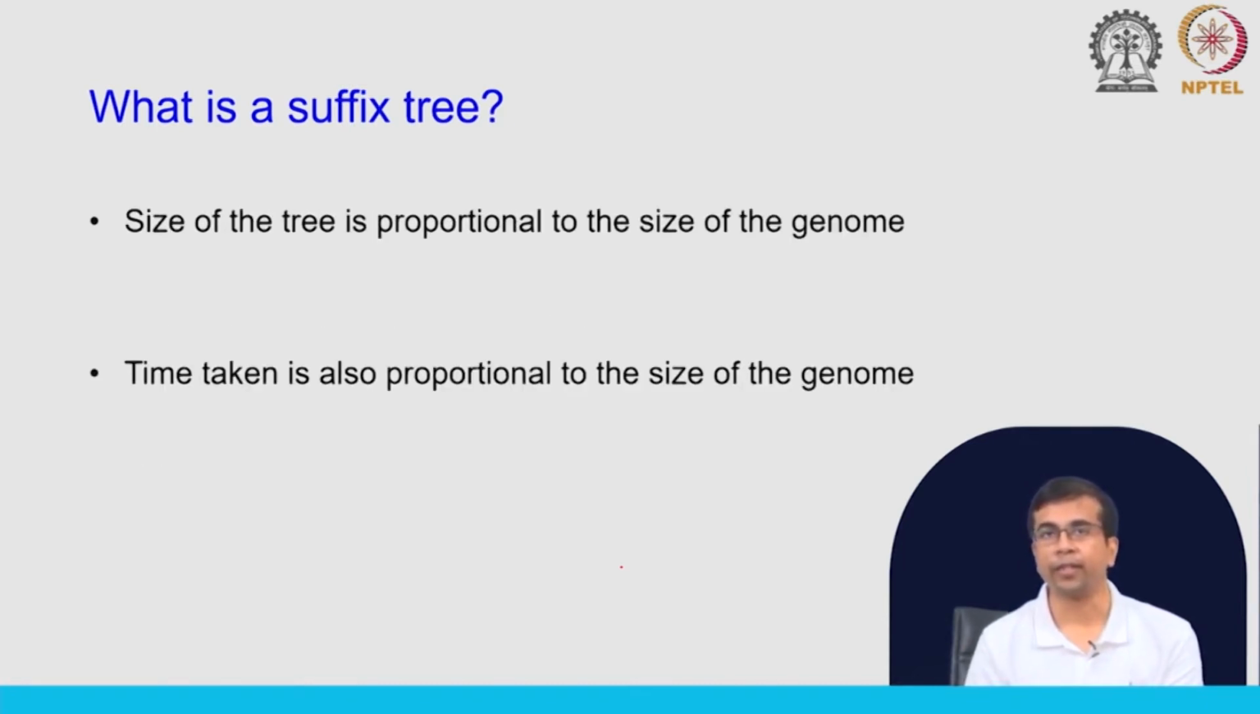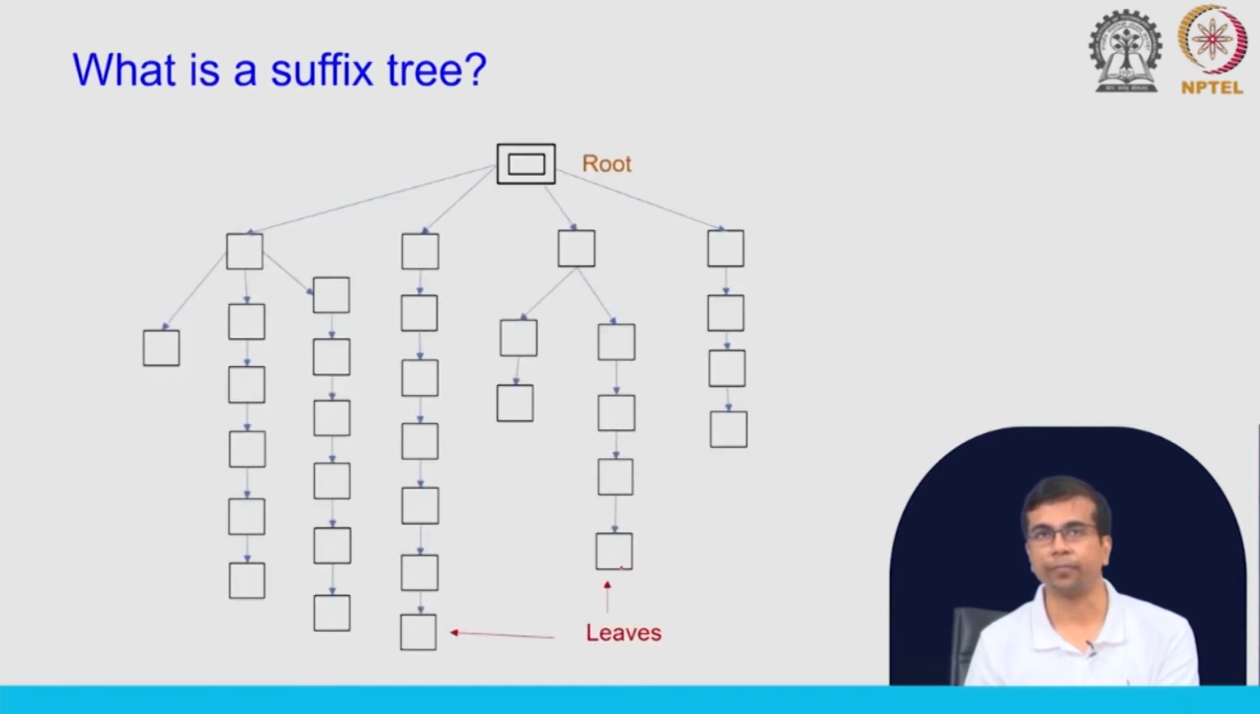Now, as you can probably understand, what we do is we take the reference genome sequence and we build the suffix tree out of that. So, the size of the tree is proportional to the size of the genome. If you have a bigger genome, the suffix tree will be larger, and the time taken to build the tree is also proportional to the size of the genome. For bigger genomes you will have more suffixes, and it will take more time to build the suffix tree.